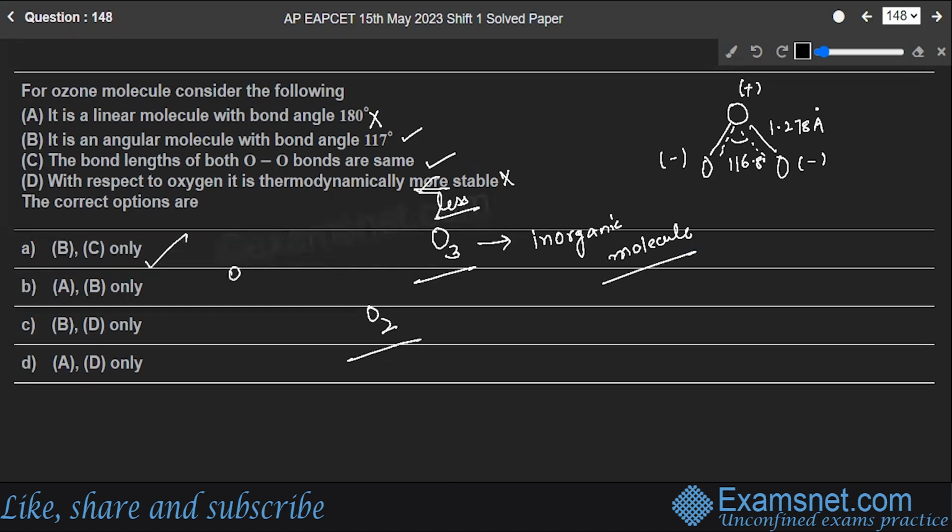So you have B and C as the correct answers. That makes option A the right answer. Hope you got that. Let's move to the next question.